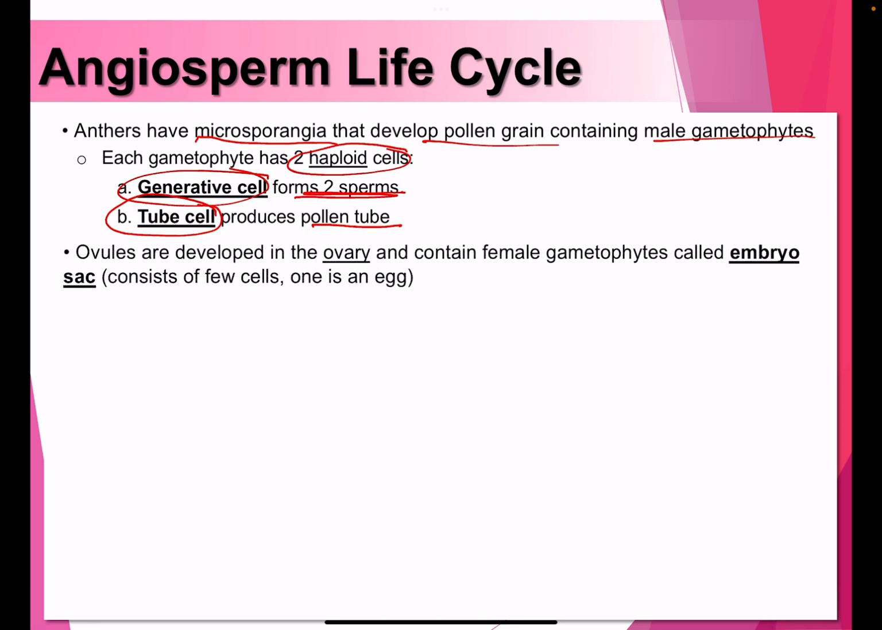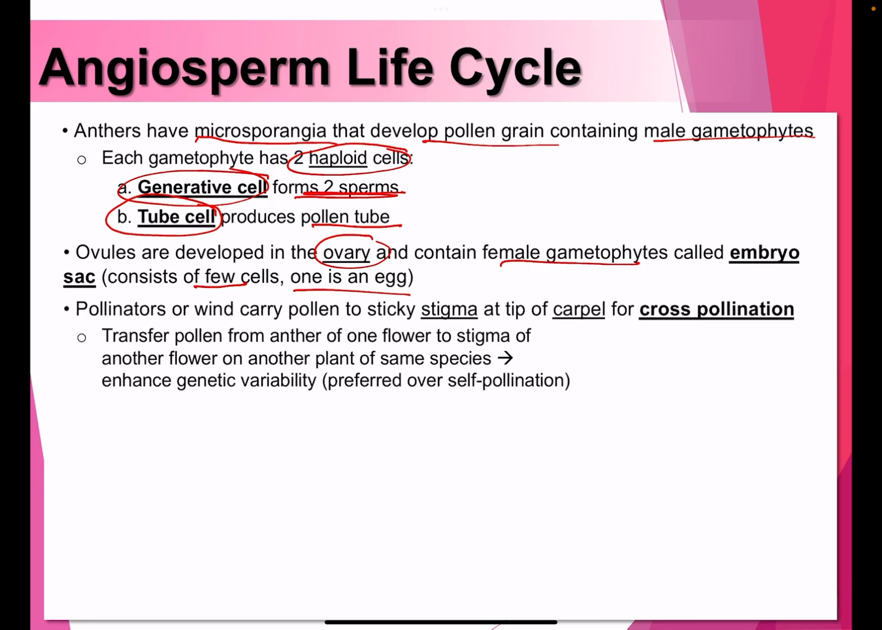All right, so ovules are developed within the ovary, like we've talked about, and they contain female gametophytes called the embryo sac. Within the embryo sac are a few cells, one of which will be an egg. Now, pollinators or wind will carry those pollen to the sticky stigma, like I was talking about, at the tip of the carpel. That's why usually when you look at the carpel of a flower, it kind of sticks out. Same as anthers, they also stick out so that pollinators can gather those pollens and go somewhere else.